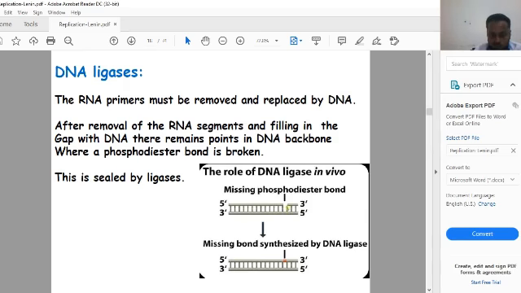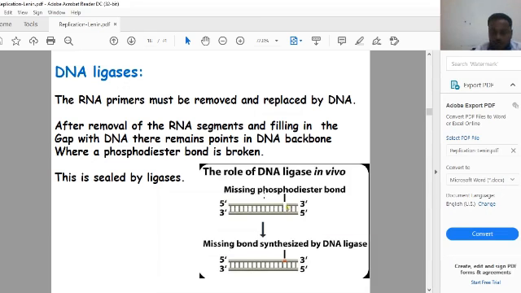We have to fill in and replace these, filling in the gap between the first strand and the second strand. After the removal of the RNA segment and the filling of the gap with DNA, there remains a point in the DNA backbone where the phosphodiester bond is broken. The missing phosphodiester bond is restored and attached again by the DNA ligase enzyme.